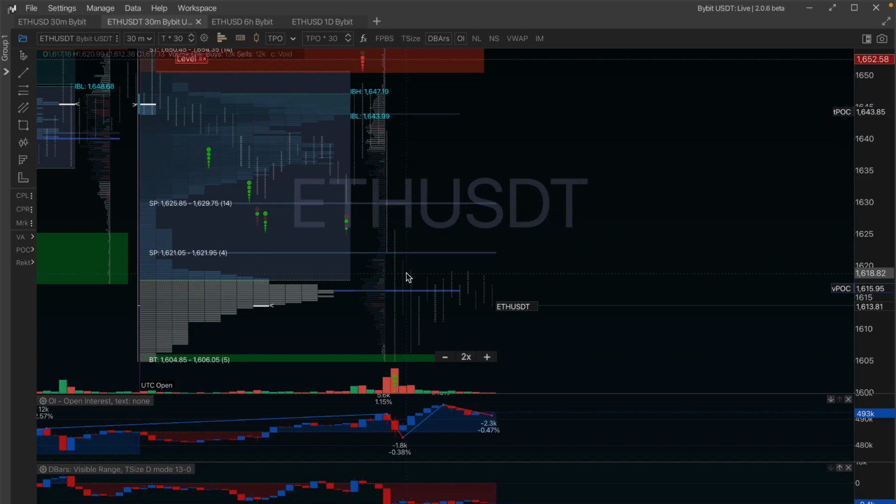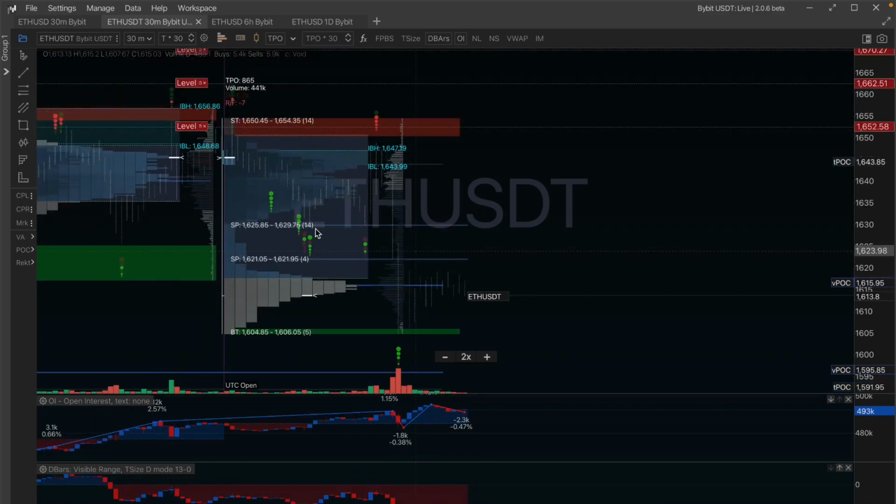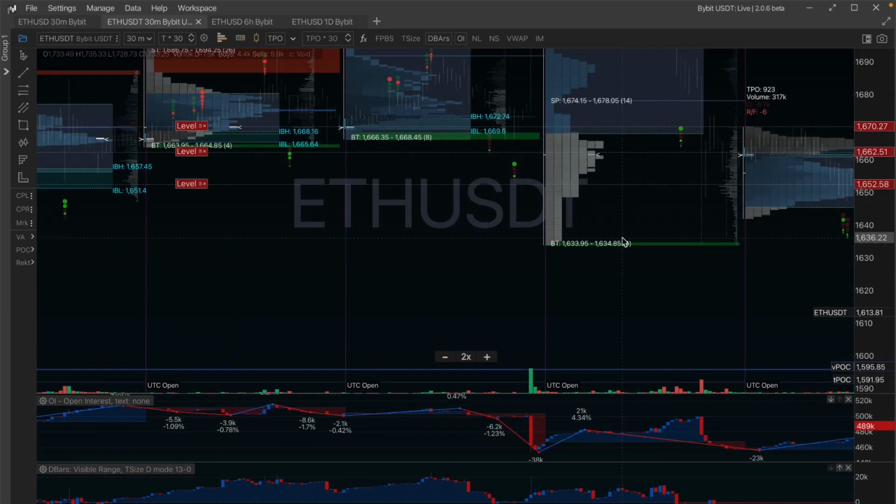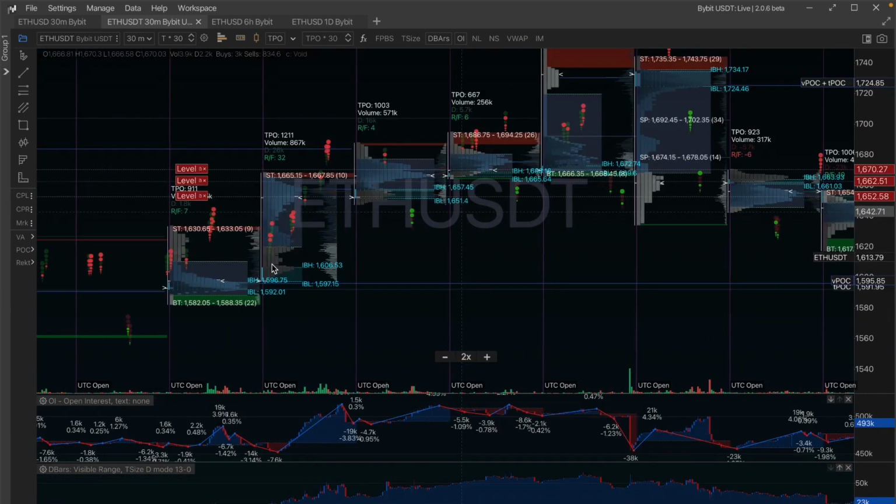Auction market theory is essentially the idea that the market is constantly seeking balance, and that balance is liquidity. Let's look for some examples here, shall we? So as you see, the market is clearly unbalanced. Look how wide these distributions are. This is what a normal distribution here looks like.